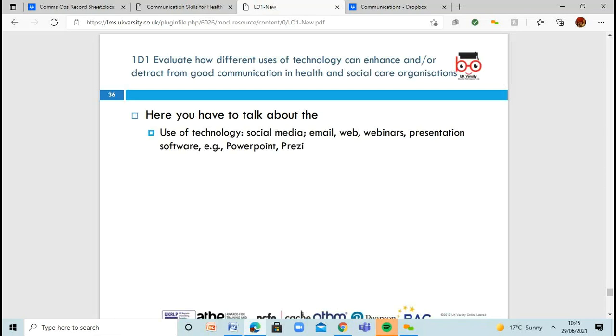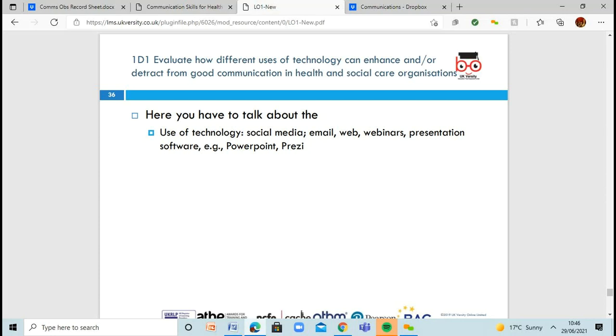So for 1v1, you're going to evaluate how different uses of technology can enhance or detract from good communication in health and social care. So you're going to see how it can do good things for you and how it can take away from you, how it does bad things as well. So on this section, you're just going to talk about the different types of technology, like social media. We've got emails, we've got websites, web pages. Sometimes we have webinars, presentations. You know, we've got PowerPoint, Prezi, all of these are presentation software.